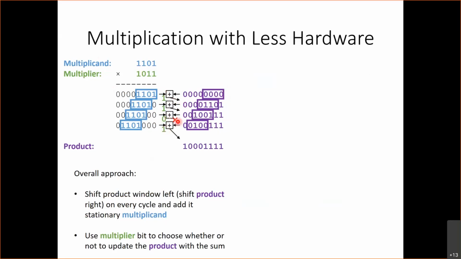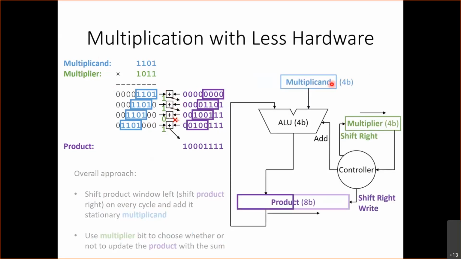Let's take a look at what this means in terms of hardware. The multiplicand this time is going to be 4 bits, not 8 bits, and it's not going to be shifting. It's going to remain stationary. The product this time is still going to be 8 bits, but we're logically going to think of the product as having 2 parts: a 4-bit window, and 4 bits to the right of the window. And this time the product is not going to be stationary. The product is going to be shifting right every cycle. As for the multiplier, nothing has changed.